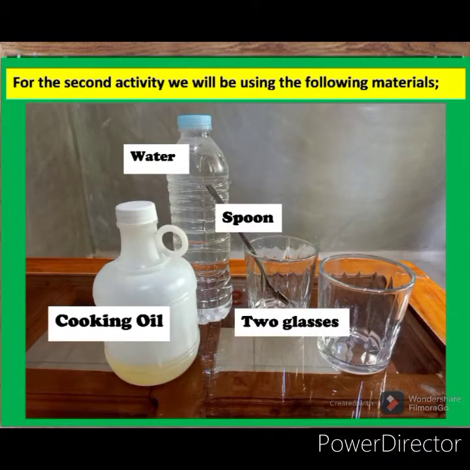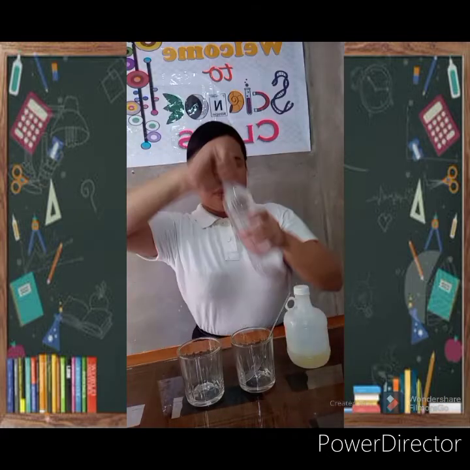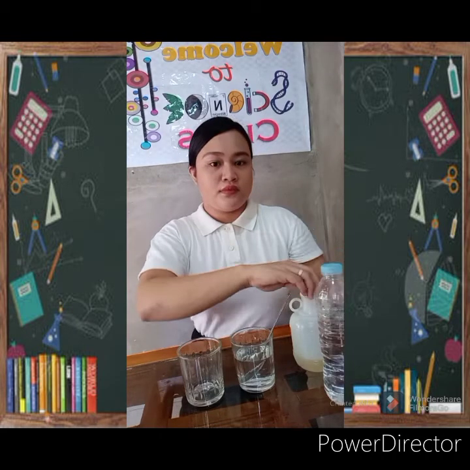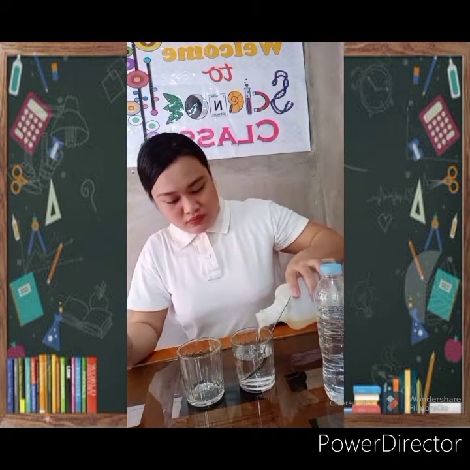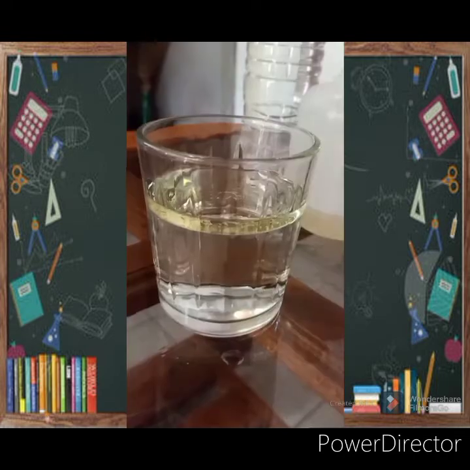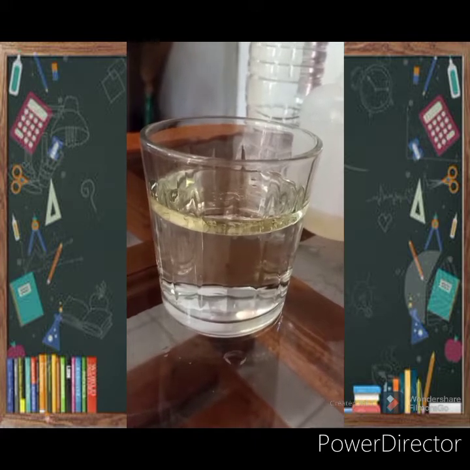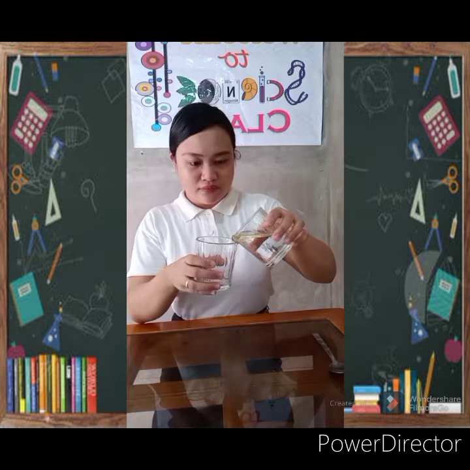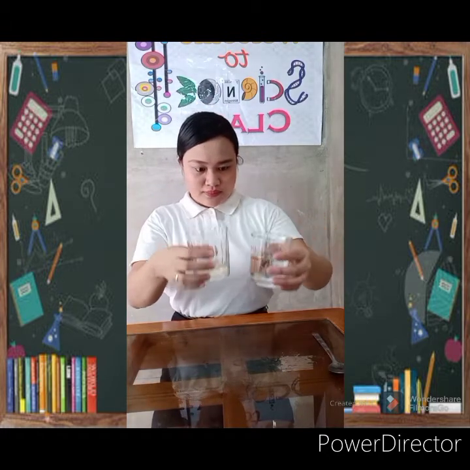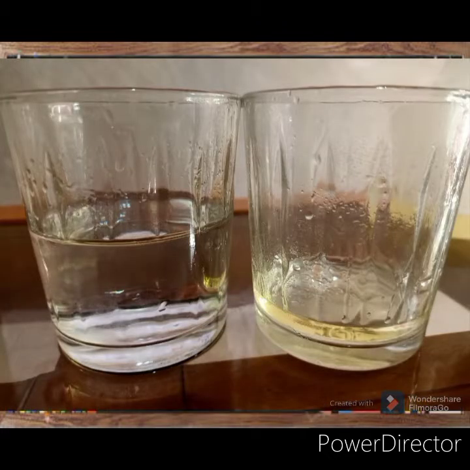Now for the second activity or experiment, we'll be using the following materials: water, cooking oil, spoon, and 2 glasses. Pour the water to the glass, then add oil, and stir. Class, observe what will happen to the oil and water mixture. Now class, let's decant the oil from water. We can observe that the oil can easily be separated from water.